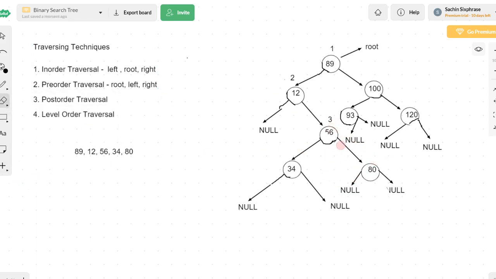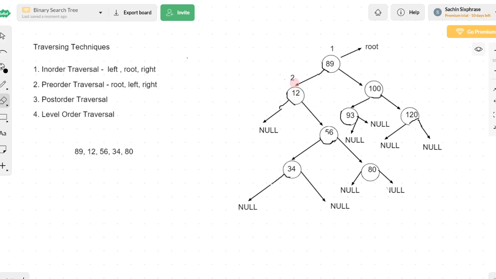And for this node 56, root 56 is printed. Left side subtree is completed completely. Then the right side subtree is also completed. So for this node, root left right is completed. So we have to move again from here to the previous one.